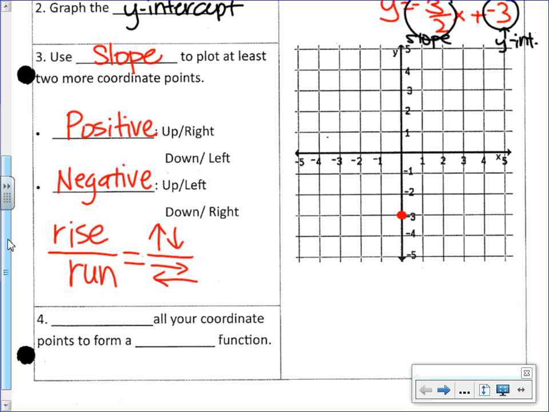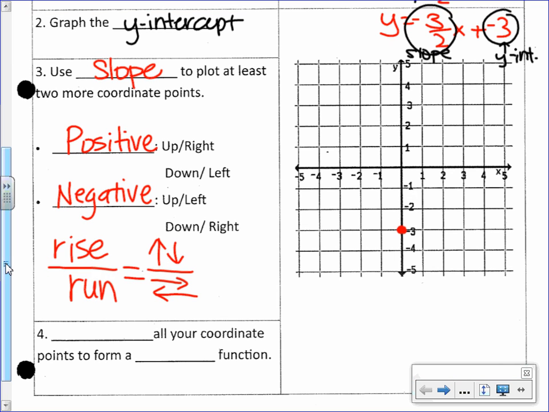Okay, so I'm going to do it, and then you're going to model it on your paper. My slope is negative 3 over 2. So my slope is negative. This is how you make 2 more points. Typically I will do 1 down and 1 up, but I'm going to do them both up because it's going to go off the graph.